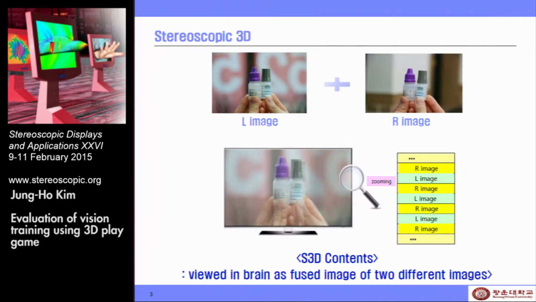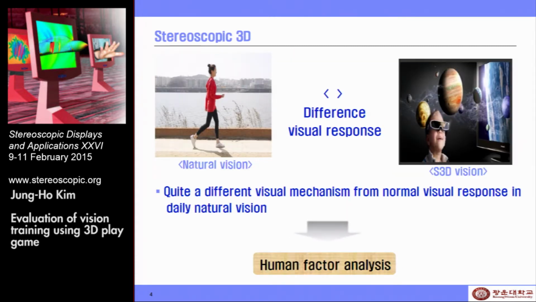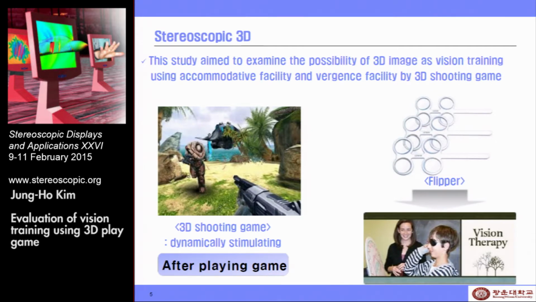Stereoscopic 3D contents are viewed in the brain as fused images of 2 different images. It is quite a different visual mechanism from the normal visual response in daily natural vision. Therefore, human factor analysis has so far been carried out on 3D images in various sectors and methods. This study aimed to examine the possibility of 3D imaging as vision training using accommodative partiality and vergence partiality by 3D shooting game, which is more dynamically stimulating than ordinary 3D imaging.